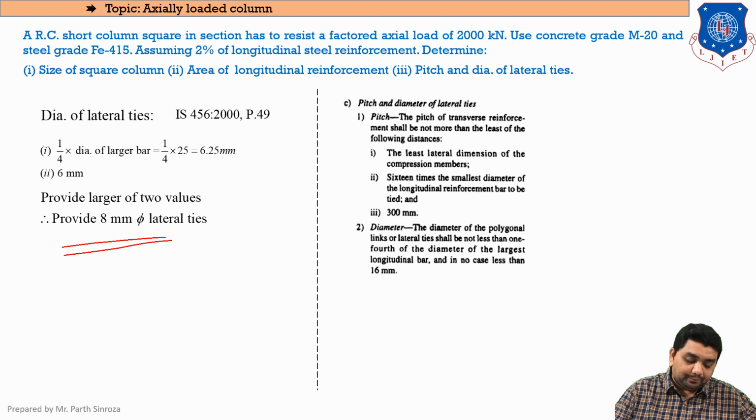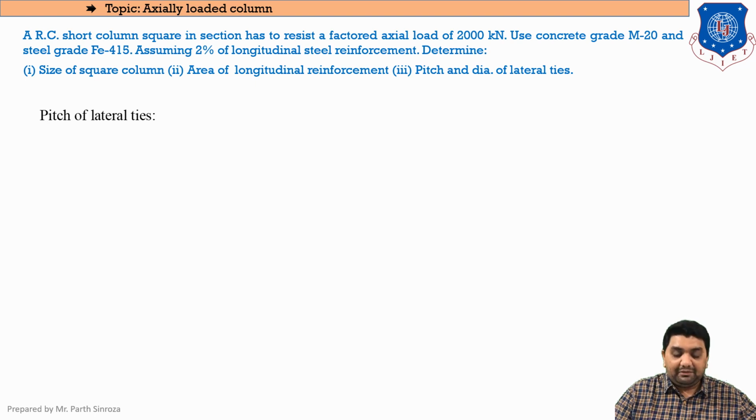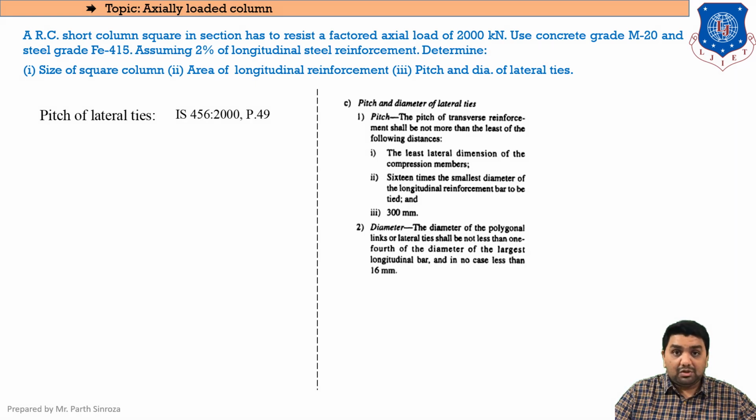Clear? So from this step our diameter of lateral ties has been finalized, and the next step will be to find the pitch of lateral ties. For the pitch, again from the same page, we will be seeing the same cases. Now we will be moving on to the top, case 1, that is given for pitch. Here it is mentioned the pitch of transverse reinforcement, that is lateral ties, shall be not more than the least of the following cases. That means these three cases are given and it should not be more than the minimum value of them.